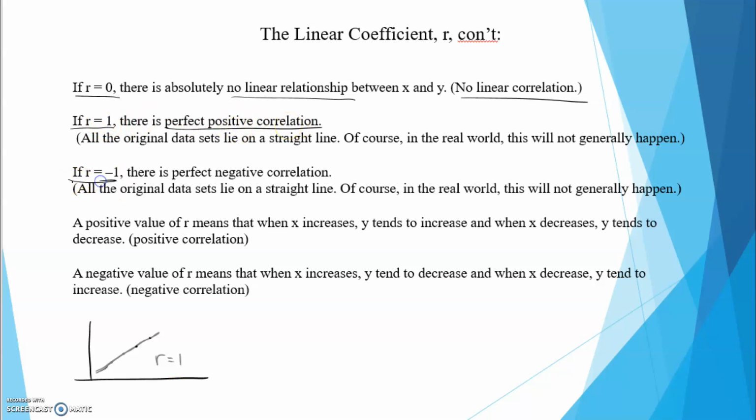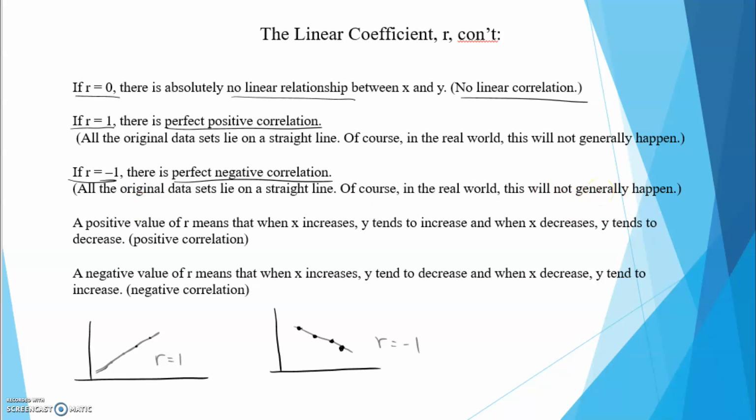If R is equal to -1, that's a perfect negative correlation. So if we had our scatter plot going down, and every single point falls on that line, then that means R is equal to -1. But most of the time, this is not going to happen.